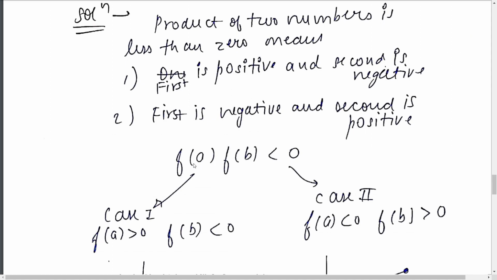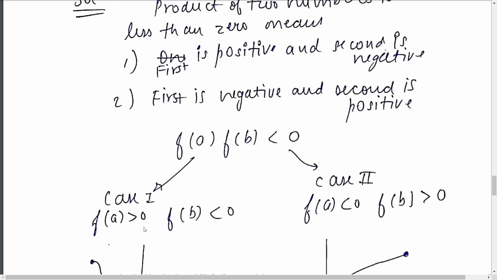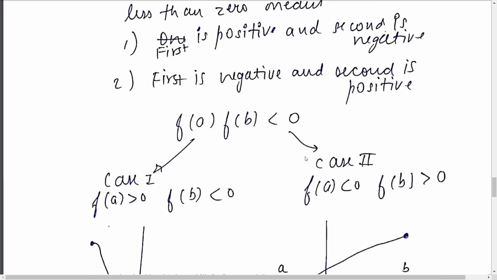Suppose f of a is 2, and 2 is greater than 0, and f of b is minus 3. Minus 3 is less than 0. Their product will be minus 6, which is less than 0. In the other case, f of b is 2 and f of a is minus 3. It means one of them should be negative and the other one should be positive. Then only the product will be negative.